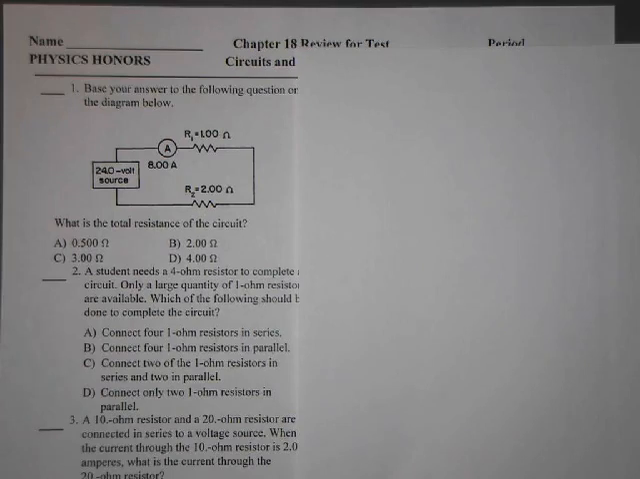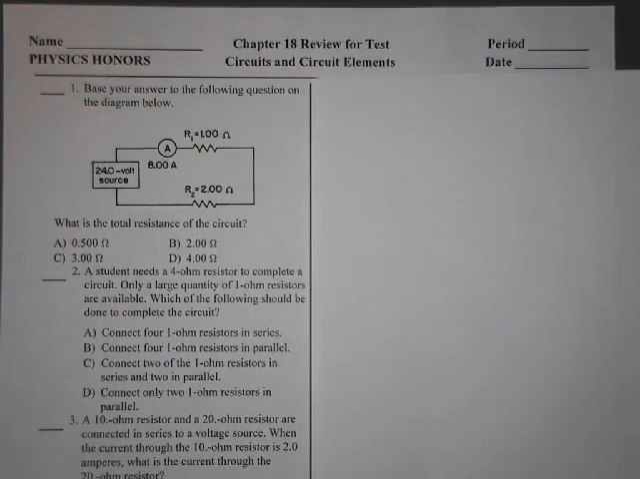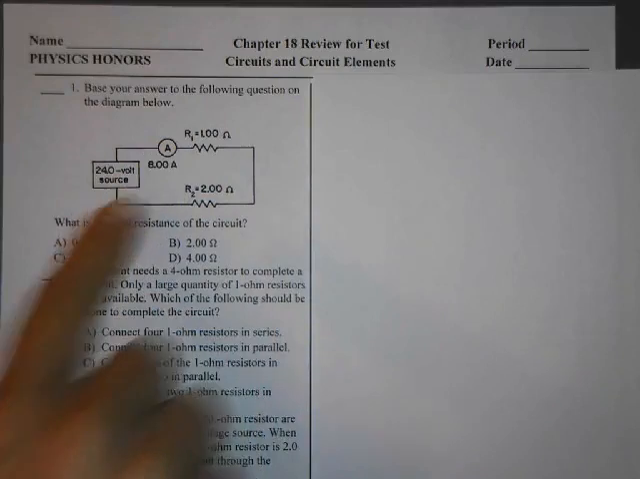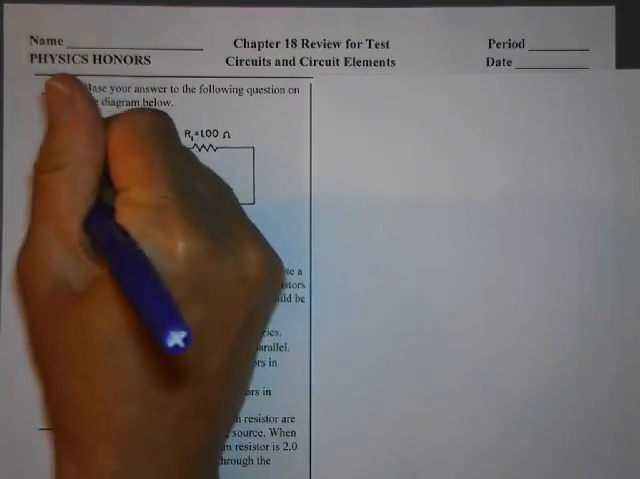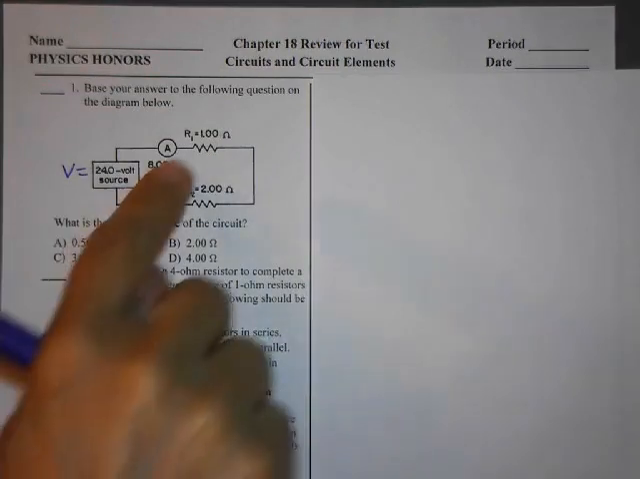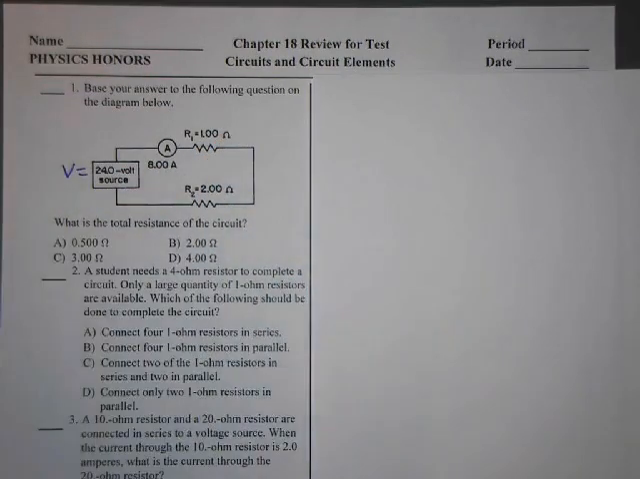Chapter 18 Review for Test. Number 1, base your answers to the following question on the diagram. So here's my voltage source, which is 240. I have 2 resistors, and it tells me the current.